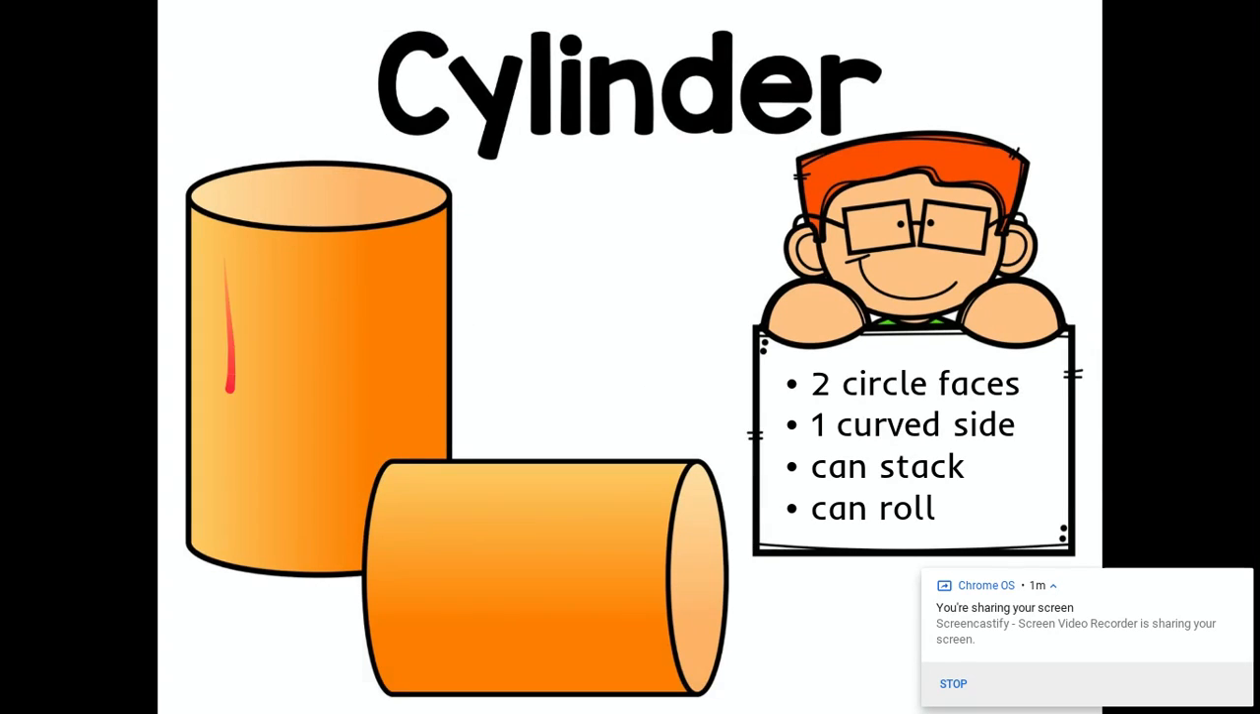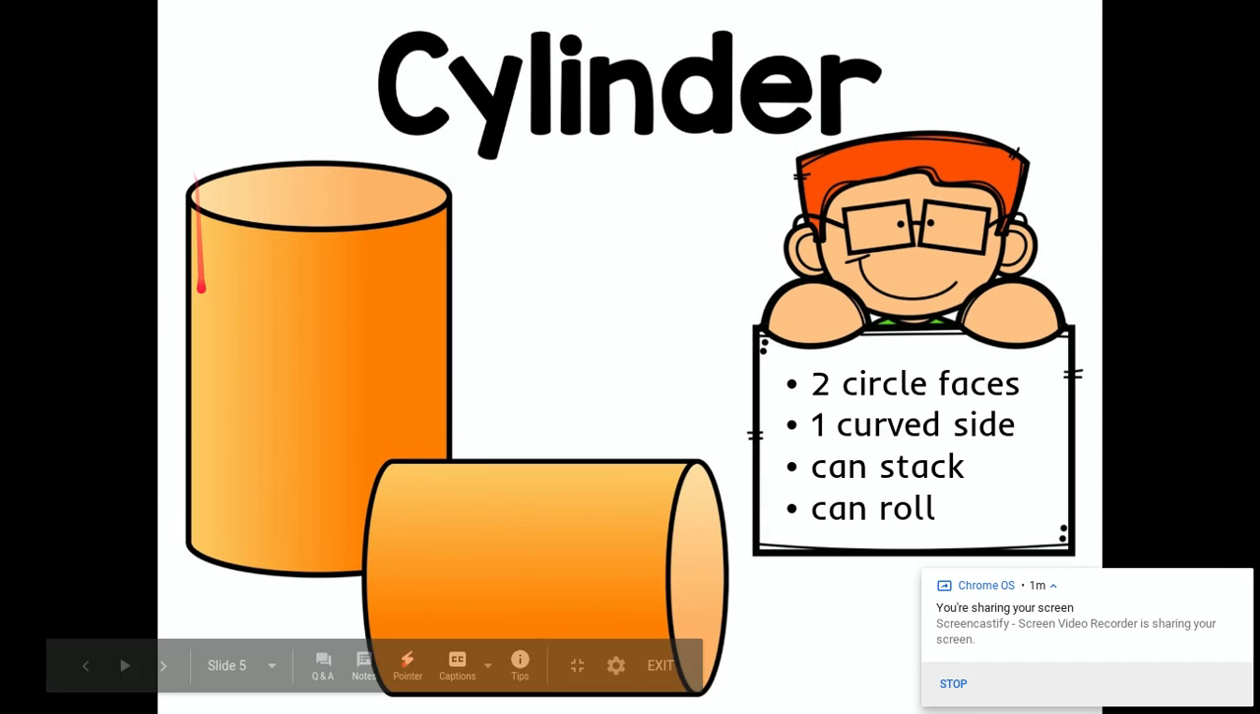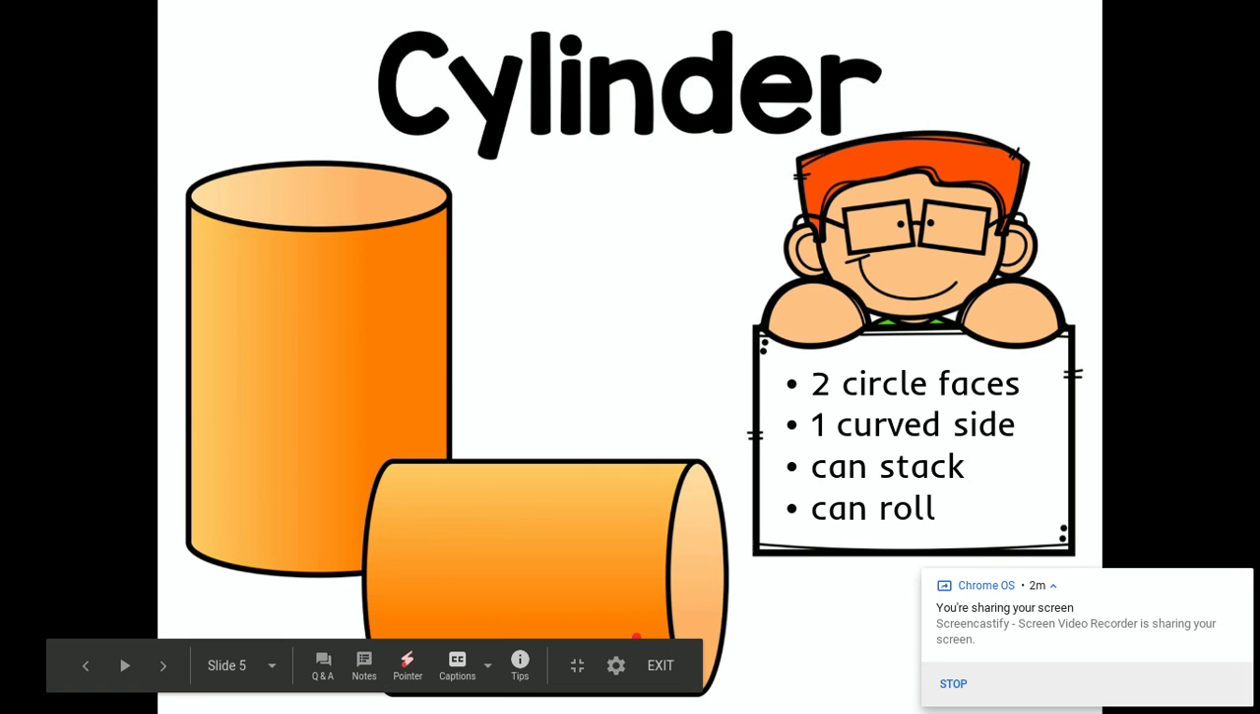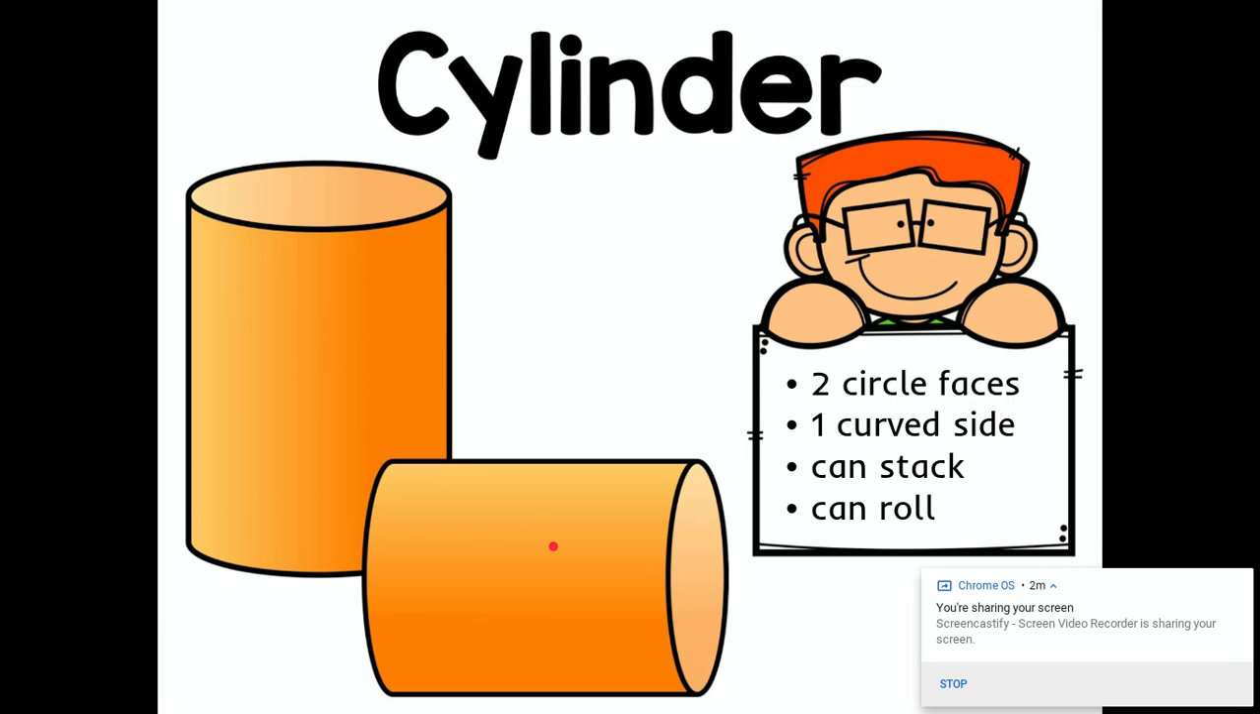If we were to sit a cylinder like this, we could stack them. You would just put another one on top. Think of a soup can. You could stack a soup can. Now, if you lay a cylinder like this, that curved side allows you to roll it. Like I said earlier, you can find cylinders in canned foods and also in things that hold toys.